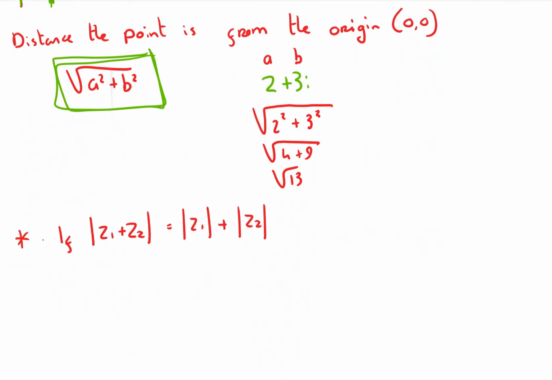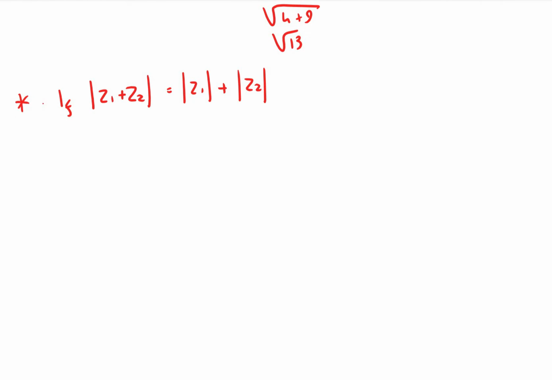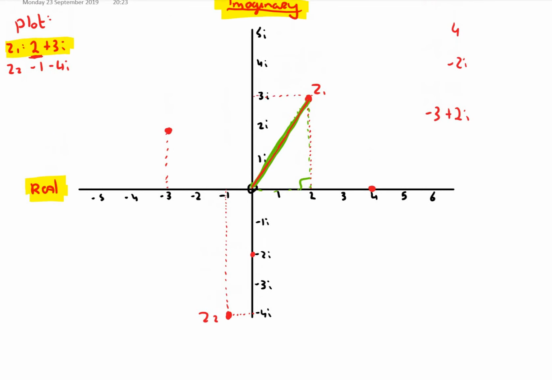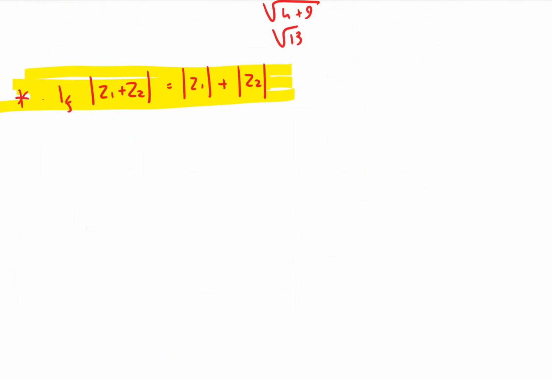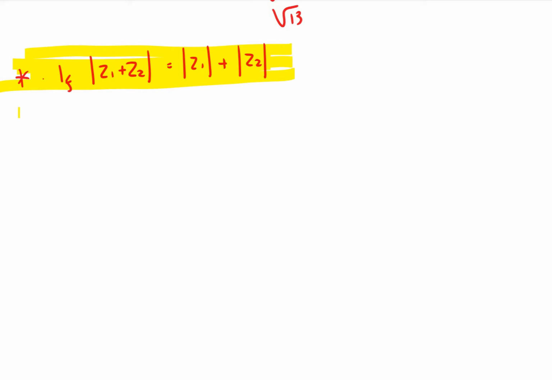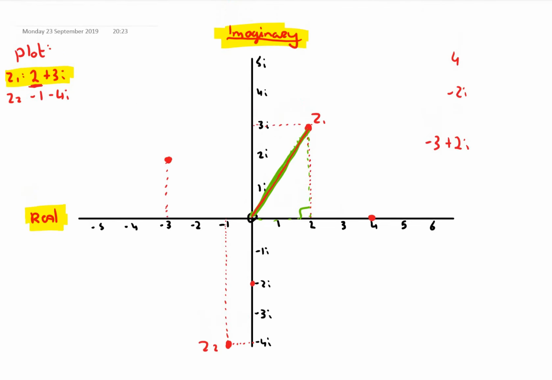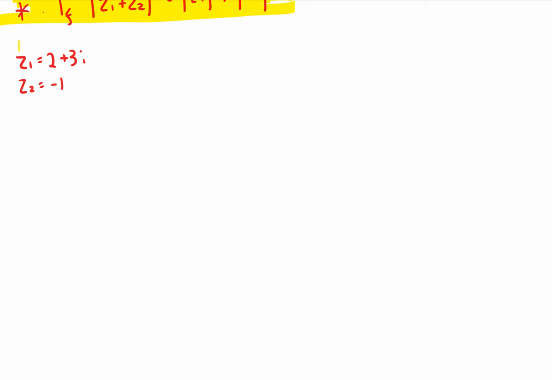Alright, one other question then, here it is. We want to see if the modulus of z1 plus z2 is equal to the modulus of z1 added to the modulus of z2. Right, well, I'm just going to write out what the two points are. So z1 equals 2 plus 3i. And z2 equals minus 1 minus 4i. Minus 1, minus 4i. Okay.